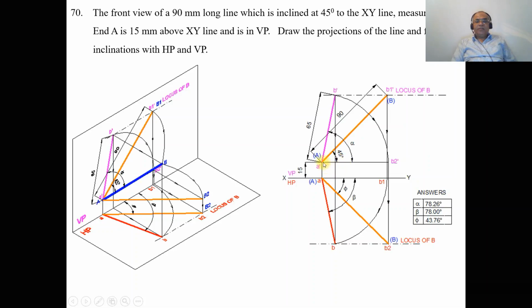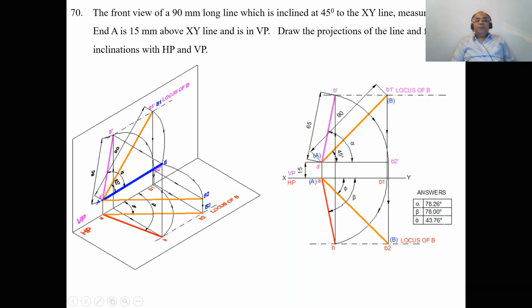By using the protractor with A dash as center, measure an angle of 45 degrees and draw an inclined line. Then by using the compass, measure the length of 90 mm with A dash as center and cut on the 45 degree line so that you get this point as B1 dash. As we know that this is the capital AB, mark this as capital B here. Then join A dash B1 dash with a little bit thicker line than the XY line and draw a horizontal dash dot projector line, which is going to be the locus of B in the front view. So mark this point as capital B.